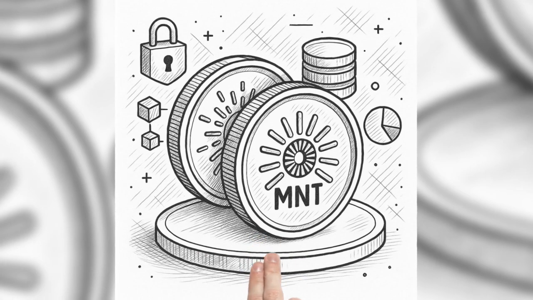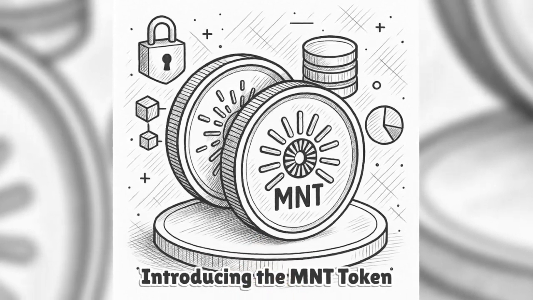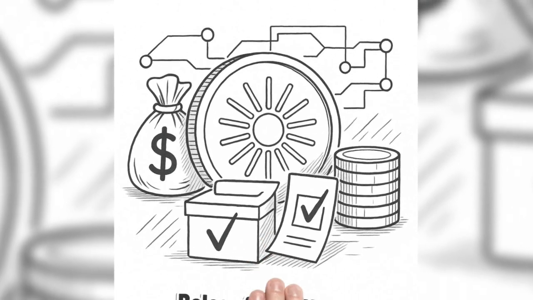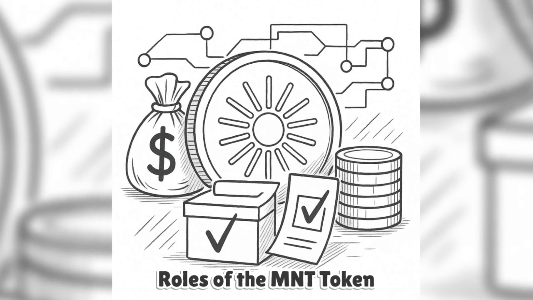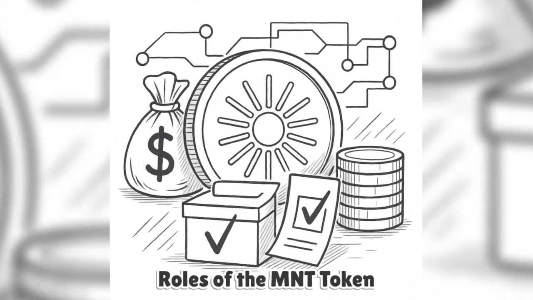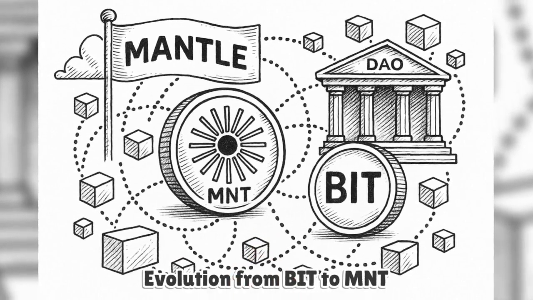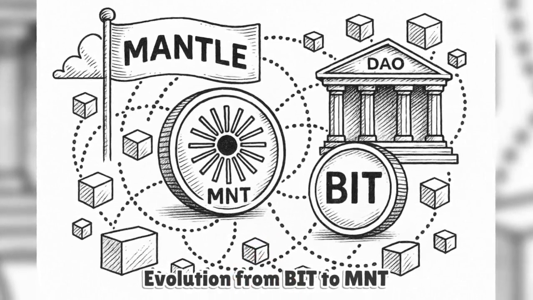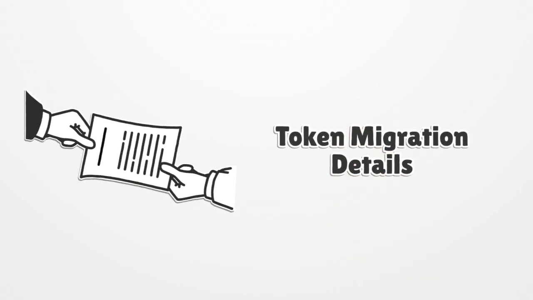Mantle's architecture also includes its own token, Mount, which serves multiple roles. It functions as the network's native gas token, powers governance decisions through Mantle's decentralized autonomous organization, and provides collateral for validators participating in the rollup security model. The token originally evolved from BitDAO's BitToken, as the two projects merged into a unified ecosystem under the Mantle brand. Holders of BitTokens were able to migrate to Mount on a one-to-one basis in mid-2023, consolidating liquidity and governance into a single token economy.